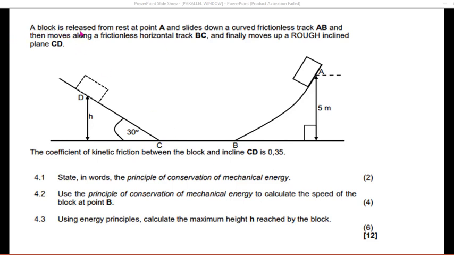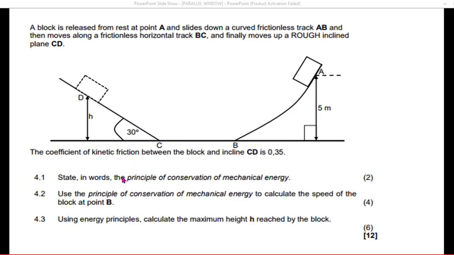A block is released from rest at point A, this point A, and slides down a curved frictionless track AB, that is this portion of the track, and then moves along a frictionless horizontal track BC, this is also frictionless, and finally moves up a rough inclined plane CD. So CD from here to D is rough. The coefficient of kinetic friction between the block and the inclined CD is 0.35.